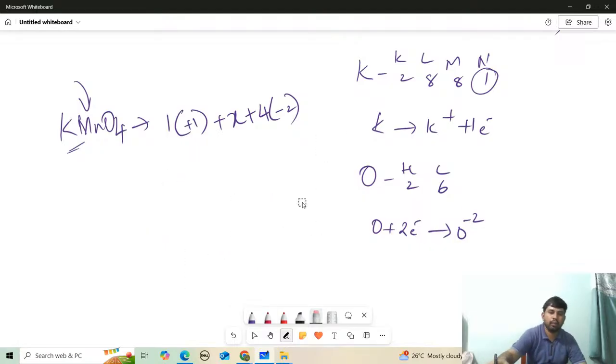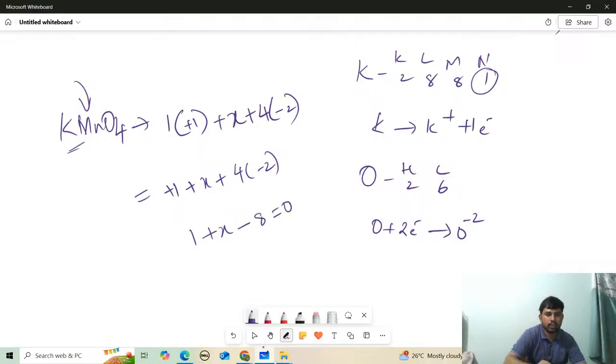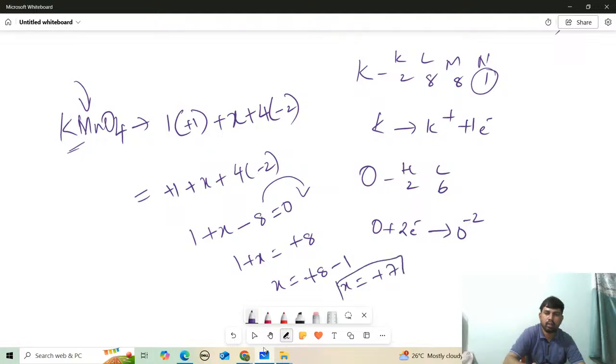Now see here. So here we take 1 plus 1x plus 4 into minus 2. So you can take it as 1 plus x minus 8 is equal to 0. So 1 plus x is equal to, sending this side, it becomes positive 8, so x is equal to 8 minus 1. It will become x is equal to +7. If you know this way, then one more component will come on the right side, and you should compare with those things. Okay.